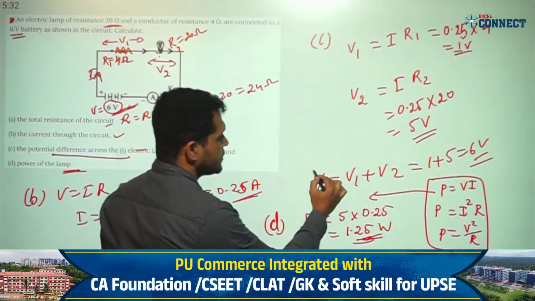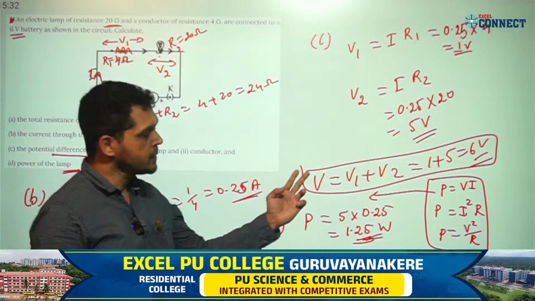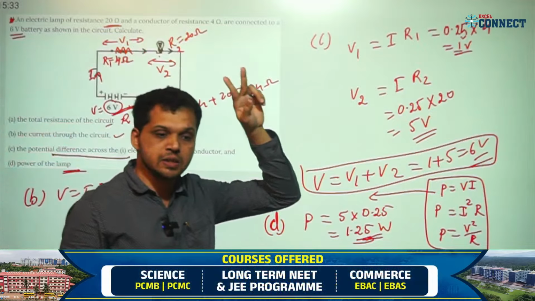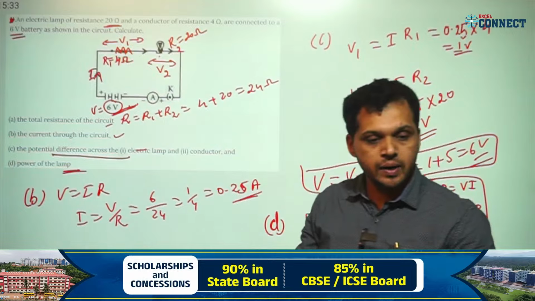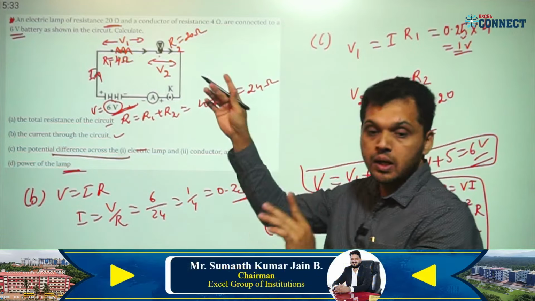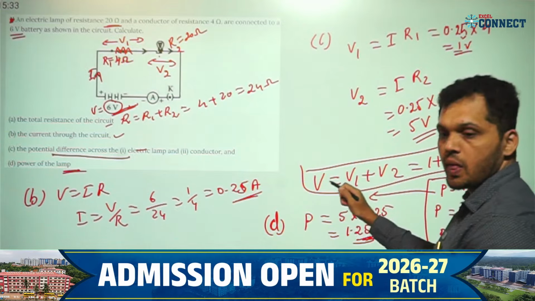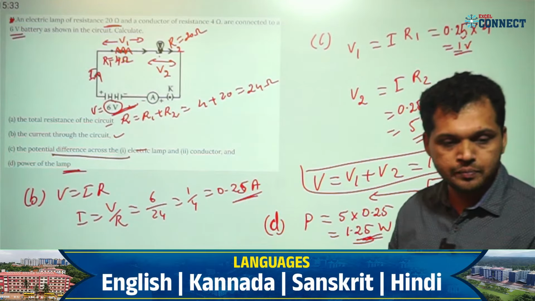See, students, you notice this additional calculation I gave. This is in a series. In a series combination of any devices, not only resistor or bulb, any devices, the current is the same, but the total potential difference is the sum of the voltage drop across each device.